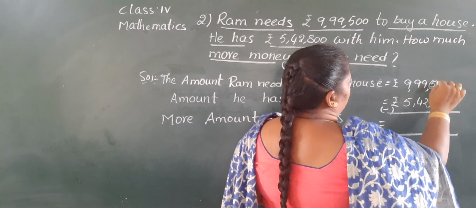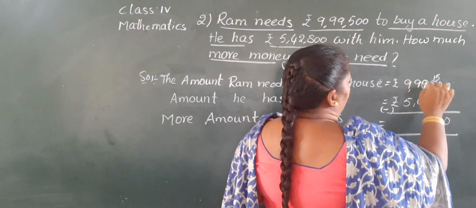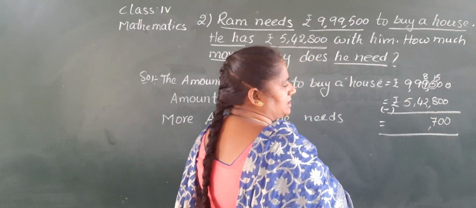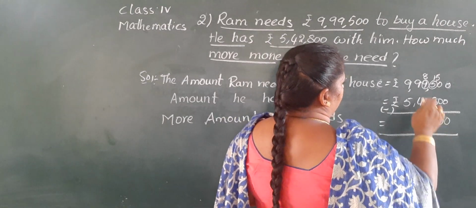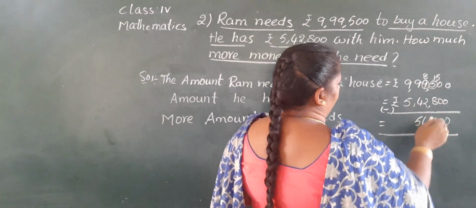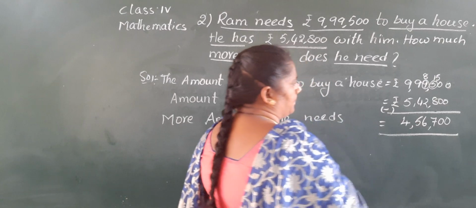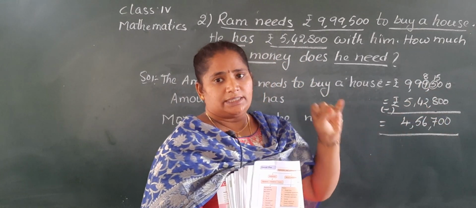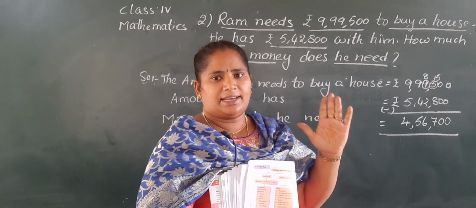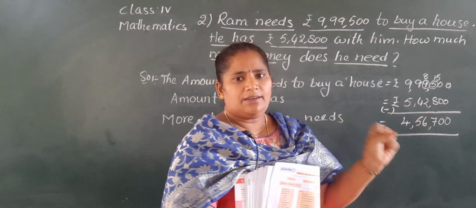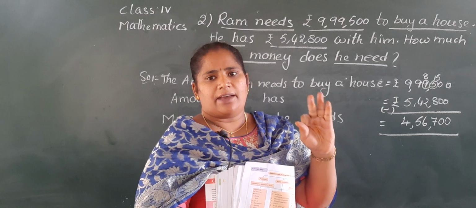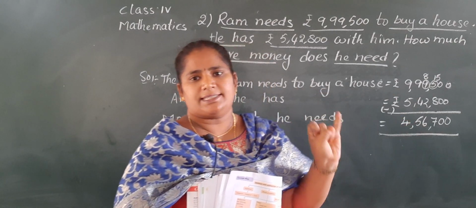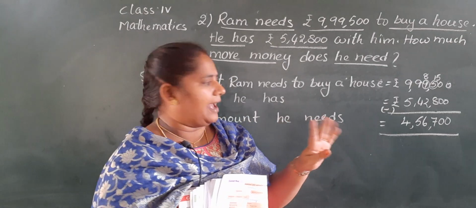5 minus 8, not possible. Take borrow of 15. 9 before 8. 15 minus 8 is 7. 8 minus 2 is 6. 9 minus 4, 5. 9 minus 5, 4. Okay? So 8 minus 2, count this. 2 after 3, 4, 5, 6, 7, 8, 6. 4 to 9, 4 after 5, 6, 7, 8, 9, 5. 5 to 9, 5 after 6, 7, 8, 9, 4.